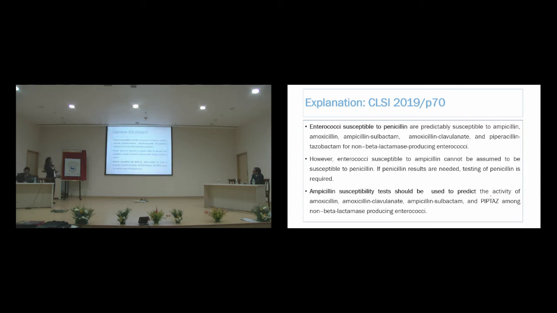Enterococci susceptible to penicillin are susceptible to ampicillin, amoxicillin, ampicillin-sulbactam, amoxicillin-clavulanate, piperacillin-tazobactam for non-beta-lactamase producing enterococci. However, enterococci susceptible to ampicillin cannot be assumed to be susceptible to penicillin. If penicillin results are needed, you have to test penicillin separately. Okay? Ampicillin susceptibility test again can be extrapolated to amoxicillin, amoxicillin-clavulanate, ampicillin-sulbactam and piptaz. So this is for penicillin and this is for ampicillin. If you test sensitive to penicillin, then your report should include that sensitive to penicillin also indicates that it is sensitive to ampicillin, amoxicillin, ampicillin-sulbactam, amoxiclav and piptaz. If it is sensitive to ampicillin, it is sensitive to amoxiclav, amoxicillin, ampicillin-sulbactam and piptaz.